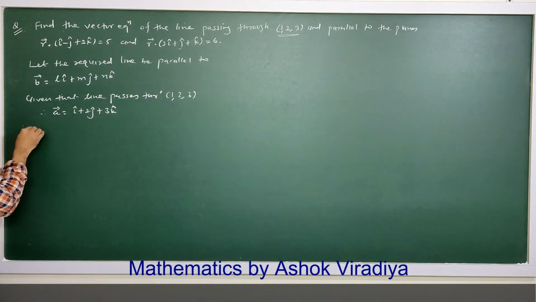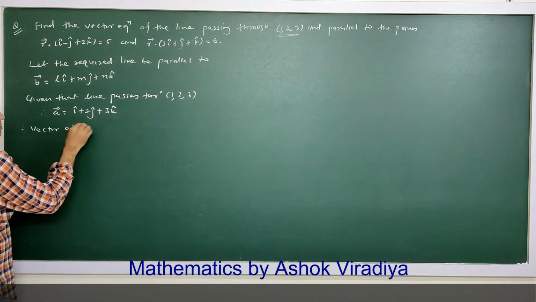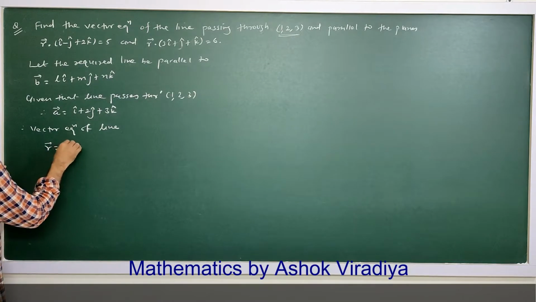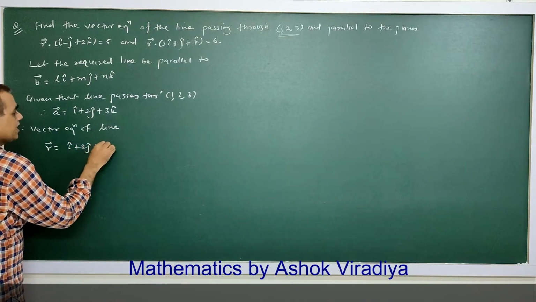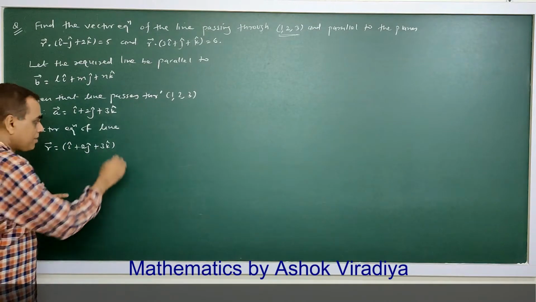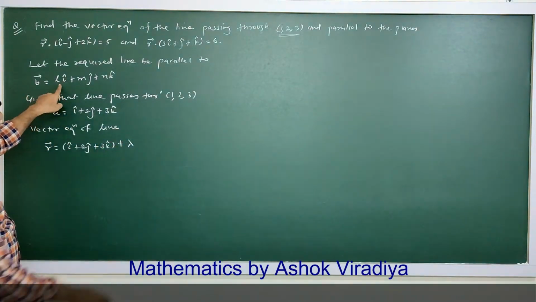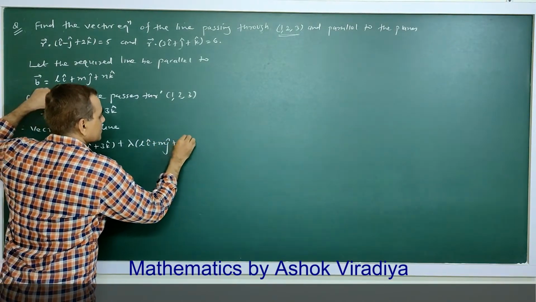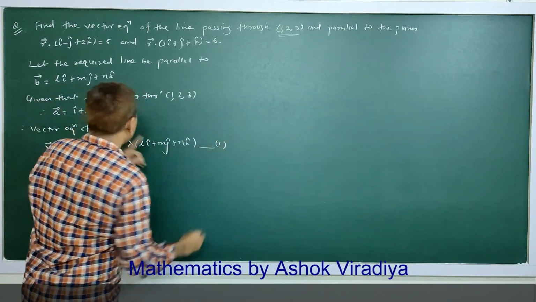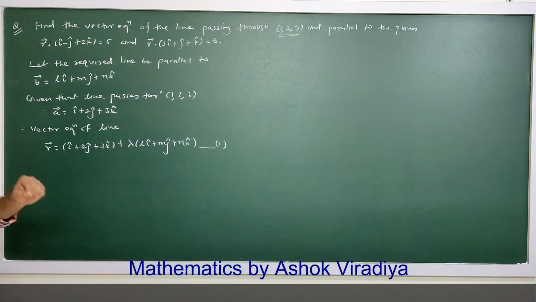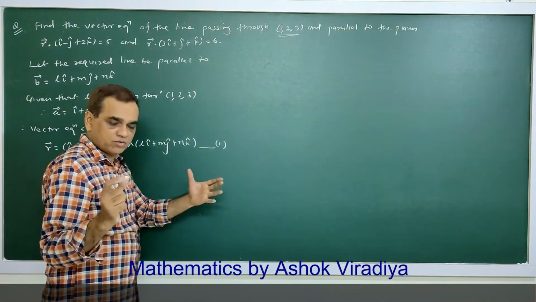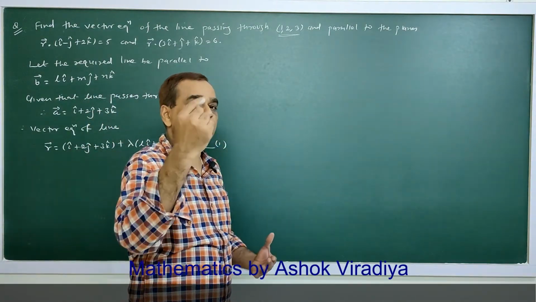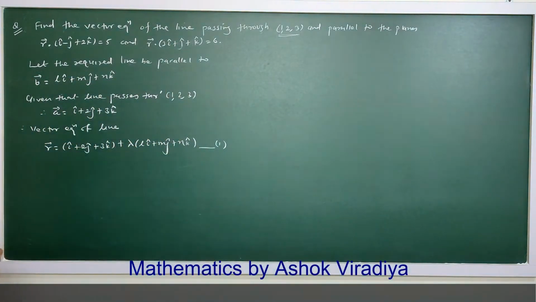So the vector equation of the line is vector r is i plus 2j plus 3k, that is vector a, plus lambda times vector b, this is b. Suppose this is the required equation in which these numbers L, M, N are unknown. So for this whole procedure, now we are doing calculation to find L, M and N.